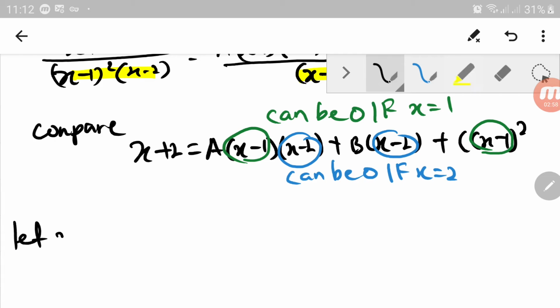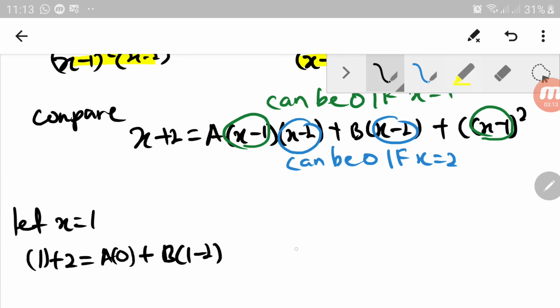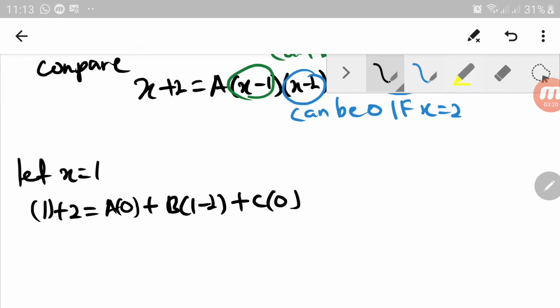So we can use this information to help us simplify the equation. We just substitute x by 1. So 1 plus 2. Now the green ones will be 0. So A times 0 plus B times 1 minus 2, and then the green one, so C times 0. Here is 3, so we have B times 1 minus 2, which is minus 1. So we have B as minus 3.